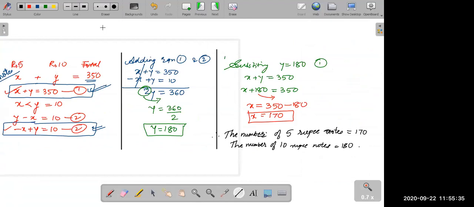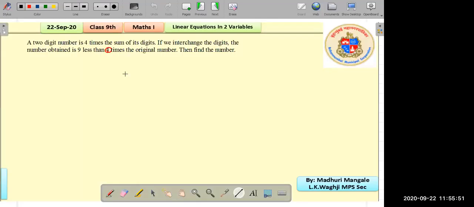Okay, let us move to the next question. Now for this question, this is a solved sum from your textbook, students, but there's a printing mistake. So just check it out. This is the fourth question.